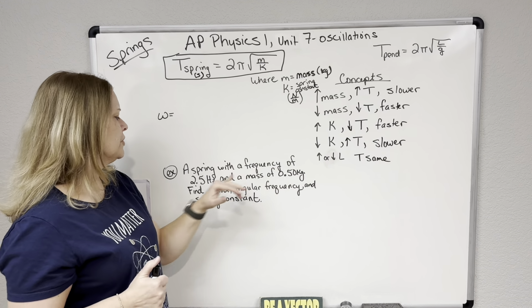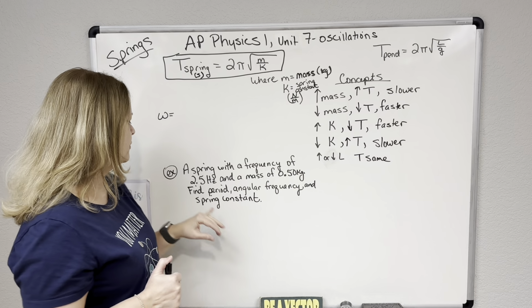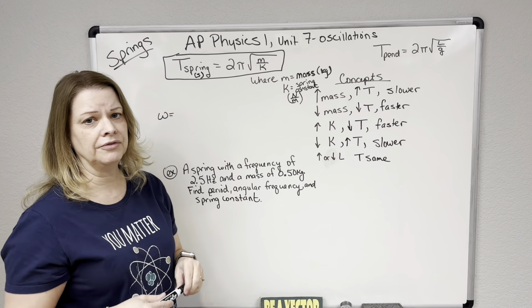Okay, so now let's just do a problem really quickly. We have a spring with a frequency of 2.5 hertz and a mass of 0.50 kilograms. We want to find the period, the angular frequency, and the spring constant for this spring.